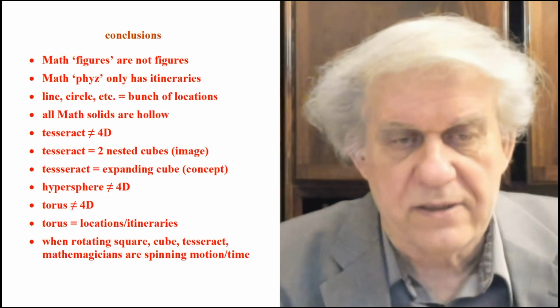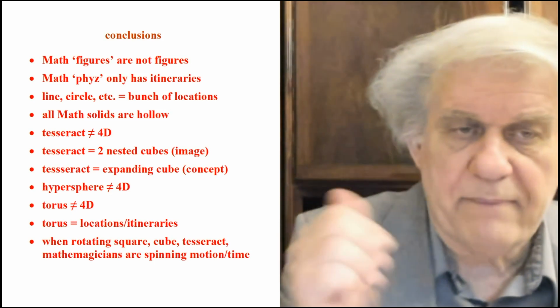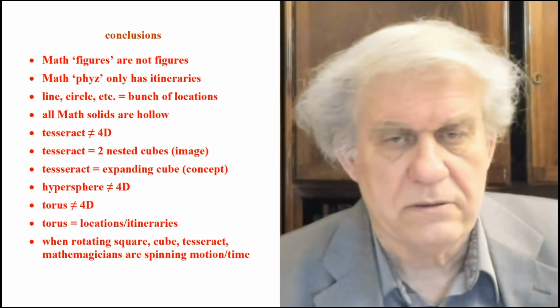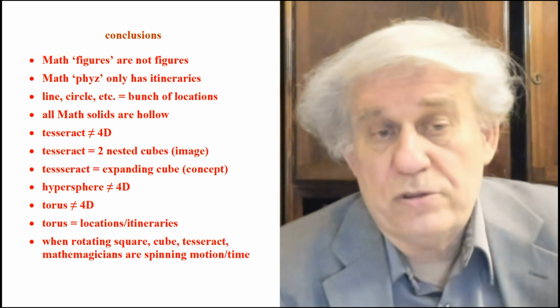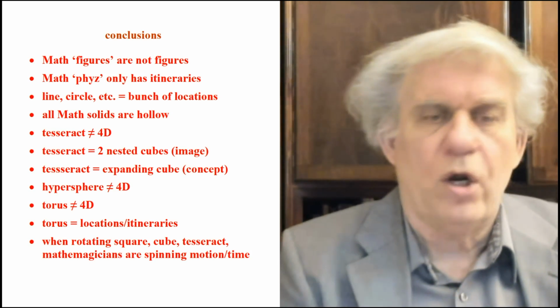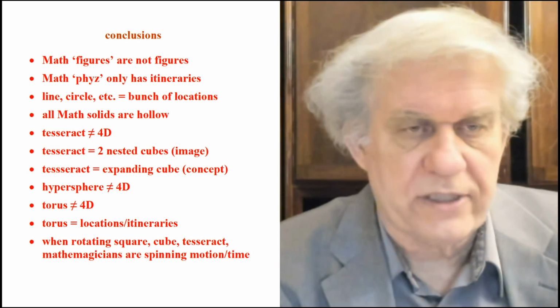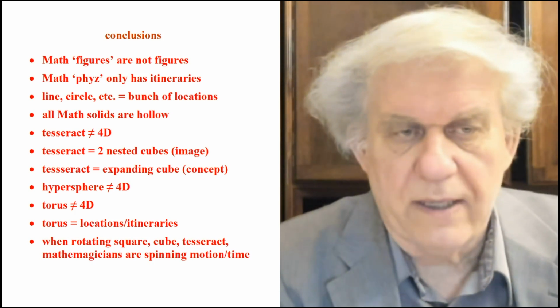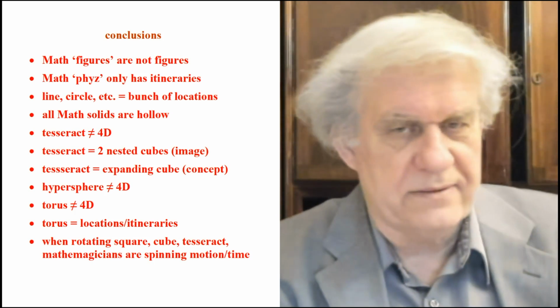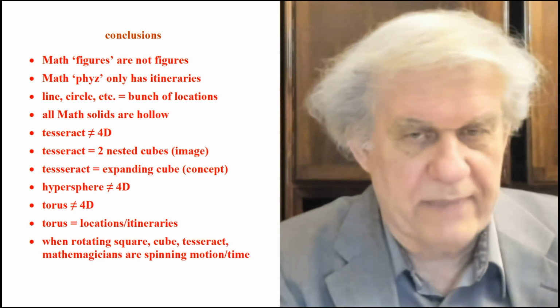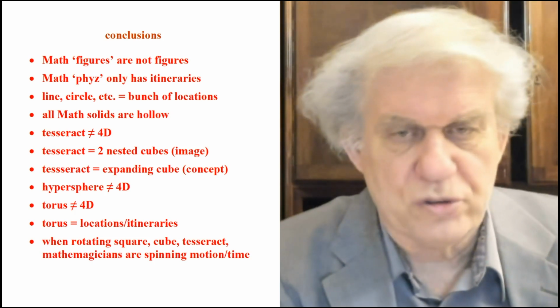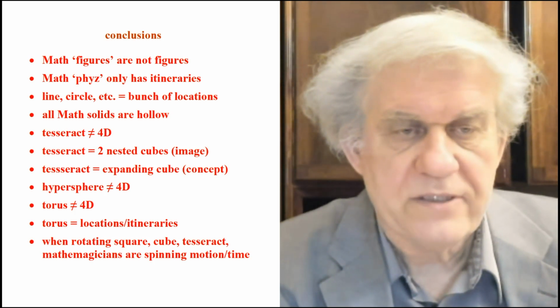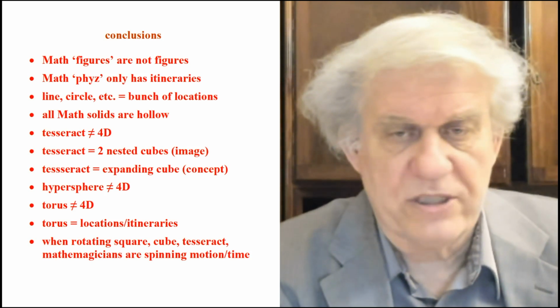Okay, so here's the conclusions. Math figures are not figures. Not a single figure in all of math because math has no use for figures. Math physics only has itineraries, line, circle, etc. Bunch of locations. All math solids are hollow. There's not a single solid in all of mathematical physics, in all of so-called official geometry. Tesseract, not equal to 4D. It's not a four-dimensional anything.